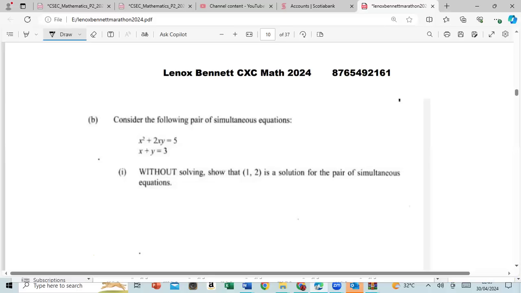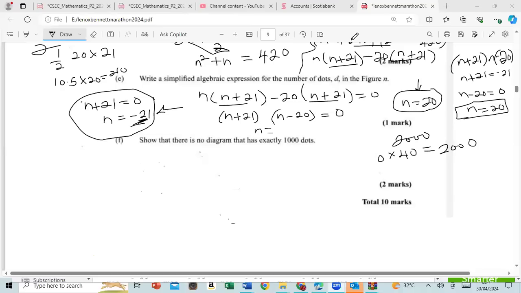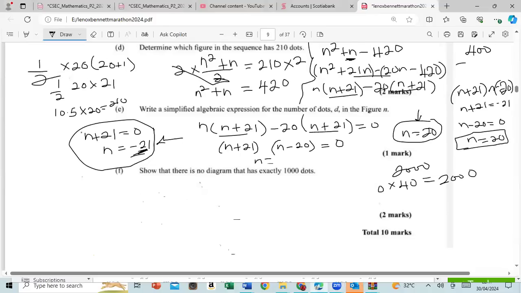Find the quadratic formula. Alright, so now I use the quadratic formula. Even though it's a lot of stress, just bear with me, guys.